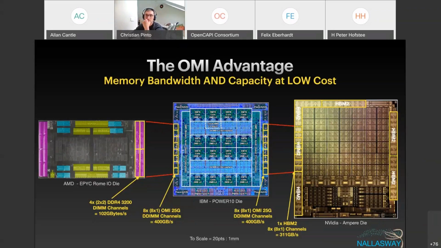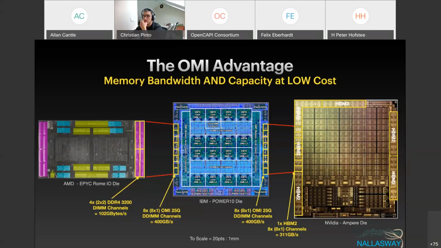Interestingly, if you look into the HBM architecture, it's actually split into 8 independent channels of separate read and separate write ports. So architecturally and logically, it's very similar to 8 OMI channels, which is quite interesting from my perspective. But if we compare the bandwidth, actually the OMI is giving more bandwidth than the HBM for the relative beachfront area: 400 gigabytes per second versus 311 on the NVIDIA Ampere.